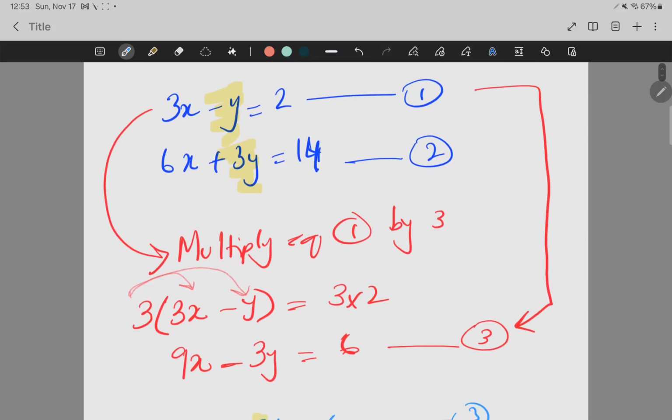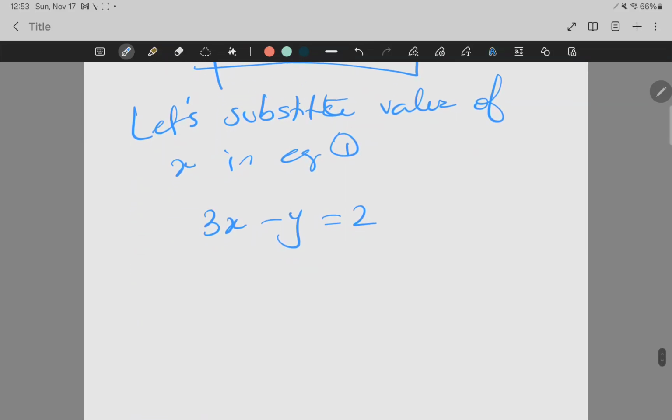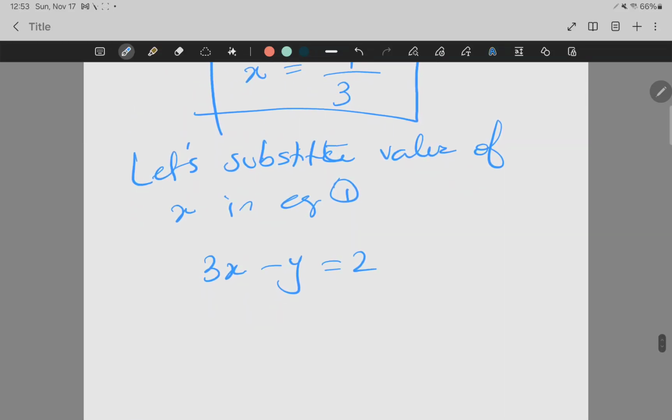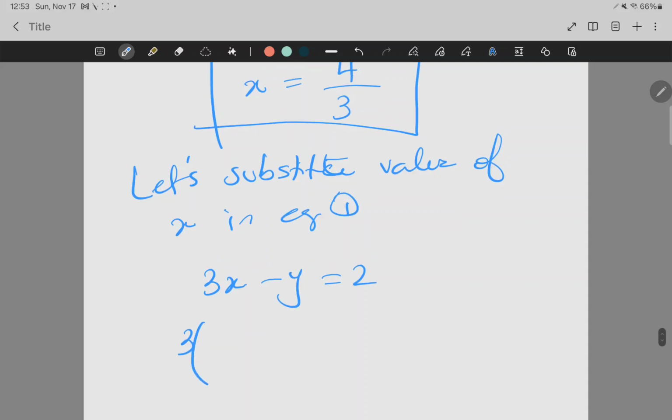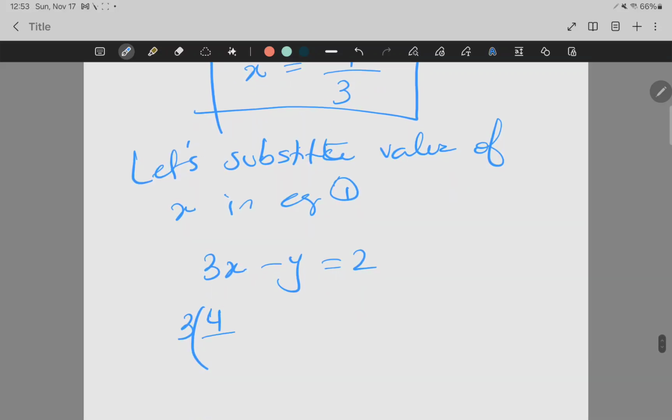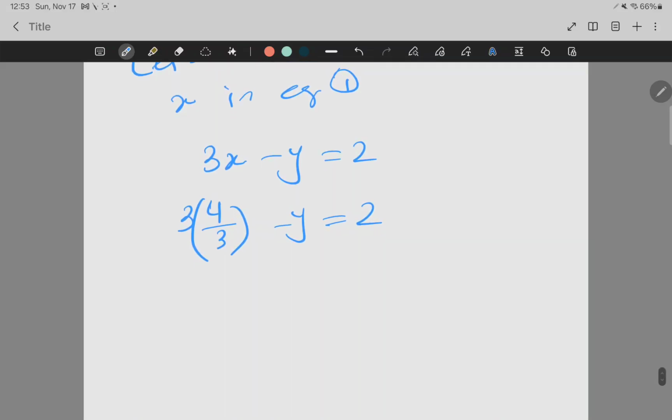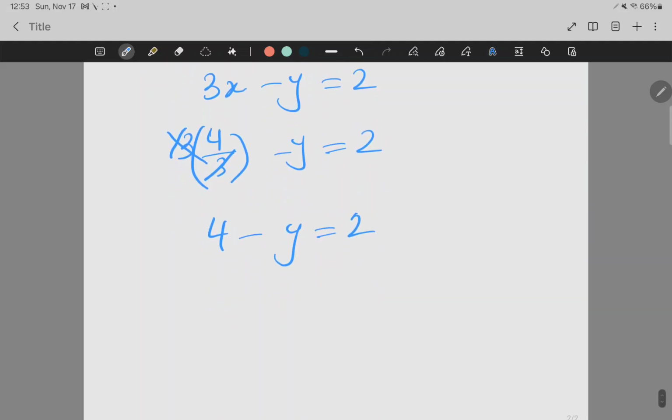Let me check again because my memory is so bad. Yeah. So let's do that. 3, and what is x? 4 by 3, minus y equals 2. These will cancel each other. And then 4 minus y equals 2. Make your life easy. It's a negative y. Take it over there so it becomes positive. Bring the 2 here.